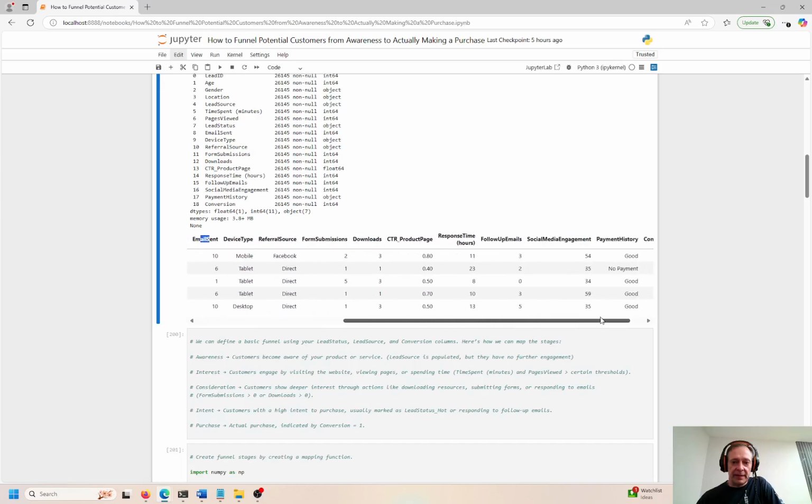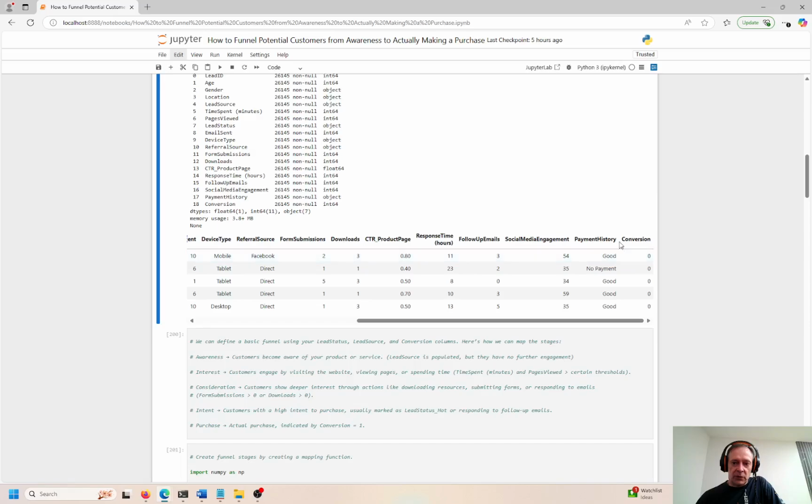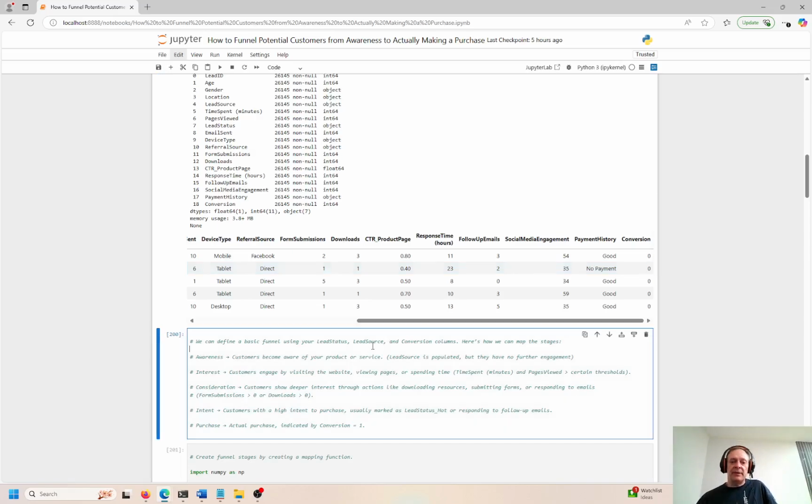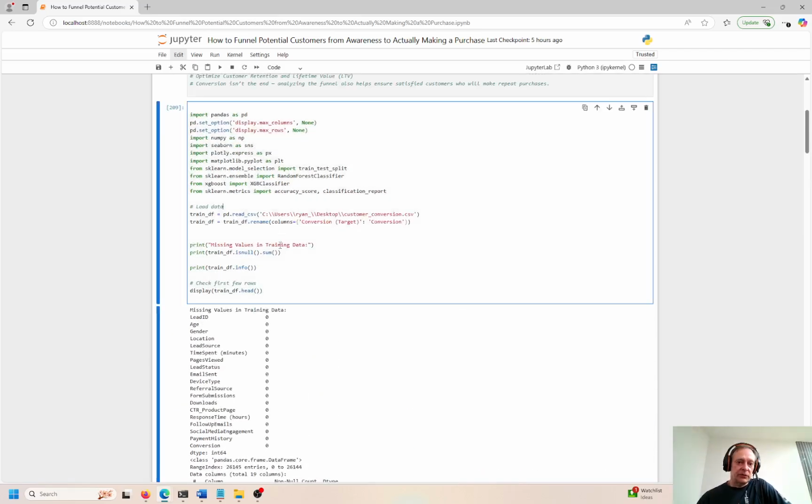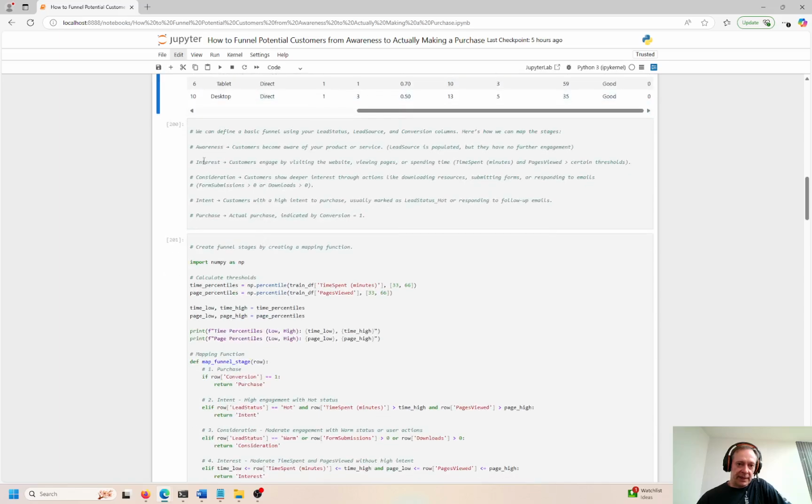And then over here we have conversion. So if it's 0, it's not currently a customer. If this is a 1, this is a current customer that made a transaction with us. Okay, so again, download the data, run this to import the data into your Jupyter notebook. That's what it looks like.